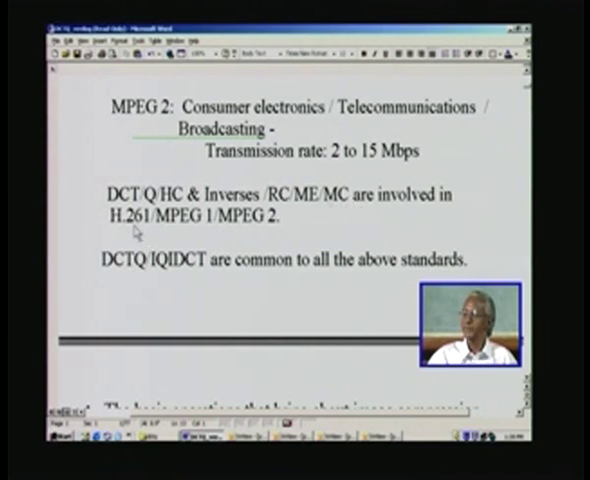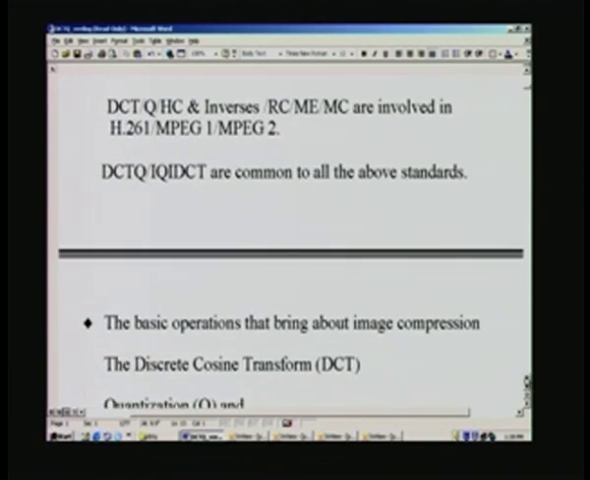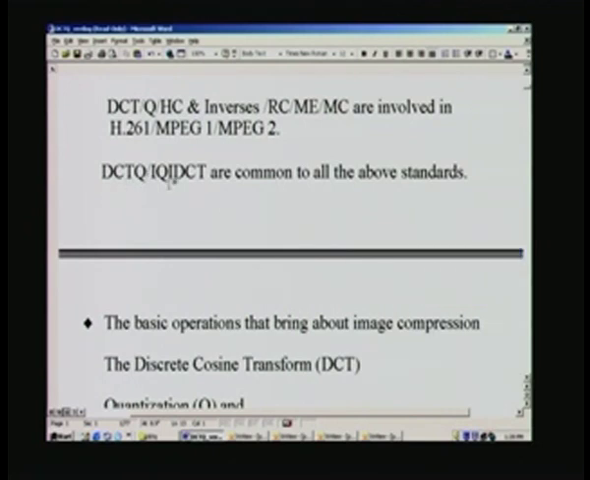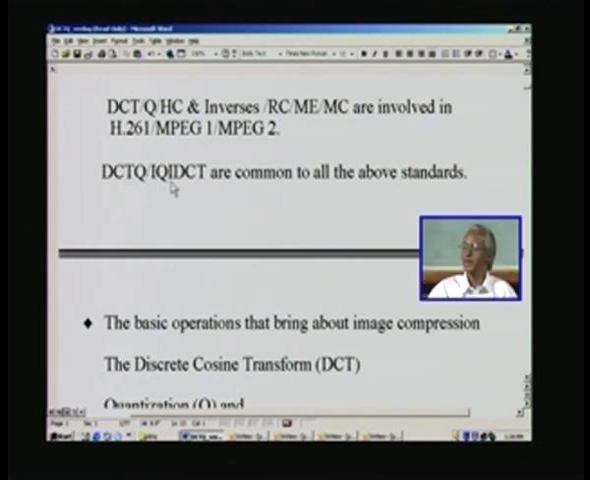For example, 261 for video telephone conferencing, then for storage as well as for broadcast quality compression, and for all this DCTQ, IQ IDCT are common to these standards, and that is the reason why I had taken DCTQ to start with, and this also will be used, although it will not be explained, because it is the exact counterpart of DCTQ.